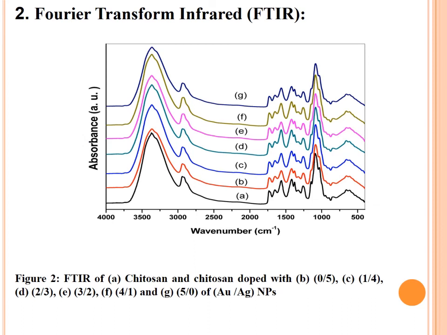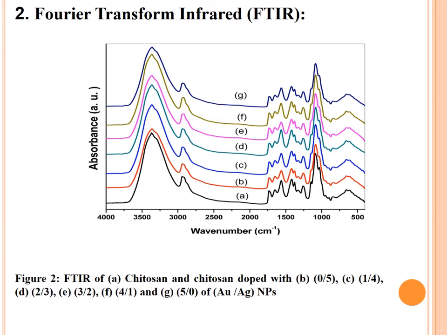And we studied the functional group and the reaction between chitosan with both silver and gold nanoparticles. For pure chitosan, there are stretching vibrations of OH and NH groups at 3369 and 3316, and the bands of amide 1 and amide 2 at 1646 and 1560.